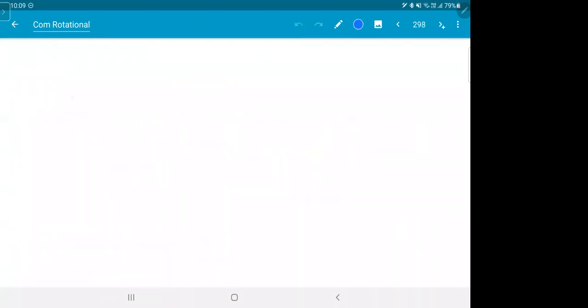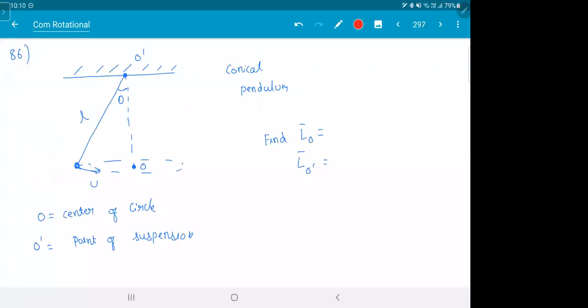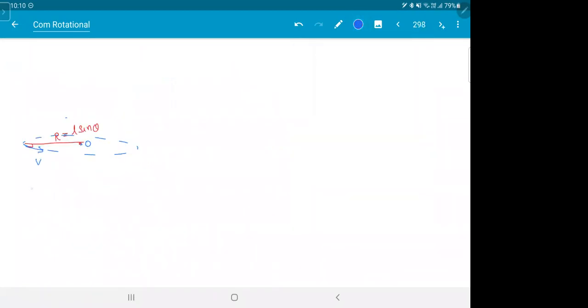See, it is going in a circle now. This is V. This is O. This is the perpendicular distance, no? Which is anyway perpendicular, tangent. So that is R. What is R? L sin theta. Because see, this radius is R, which is L sin theta, opposite side. So what is the angular momentum about O? M V R, which is MV L sin theta.